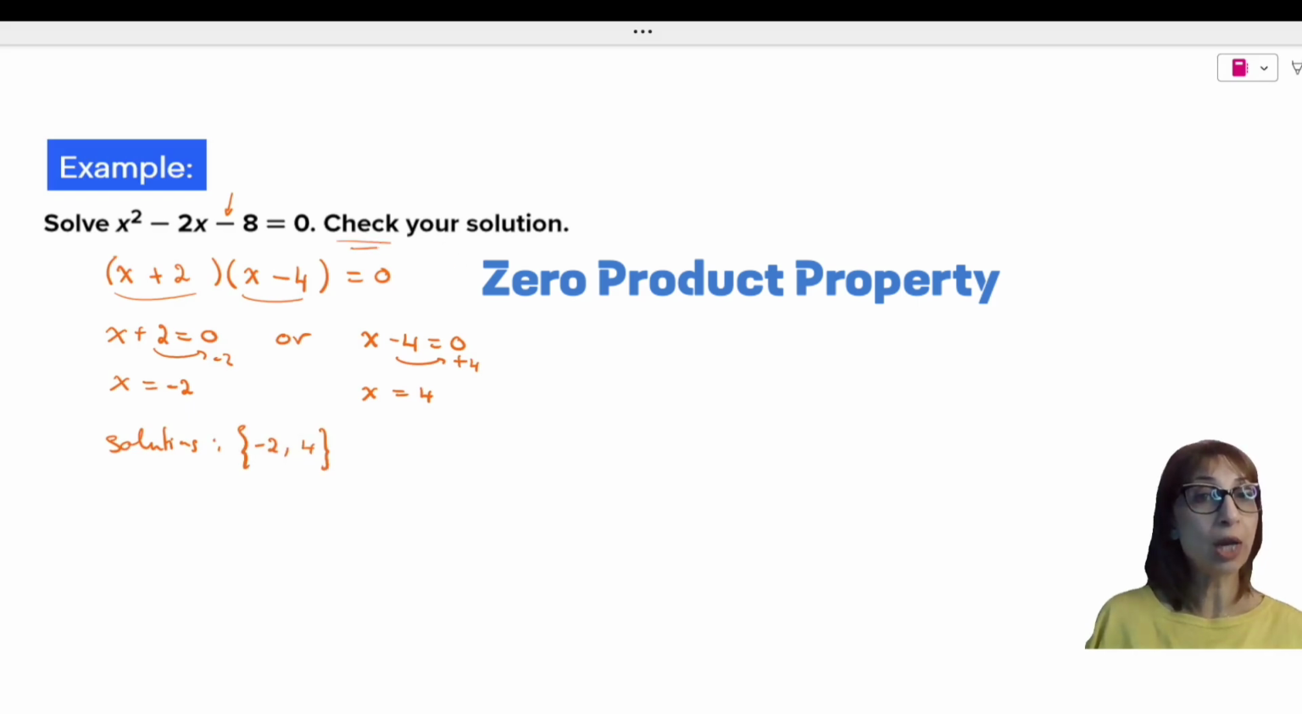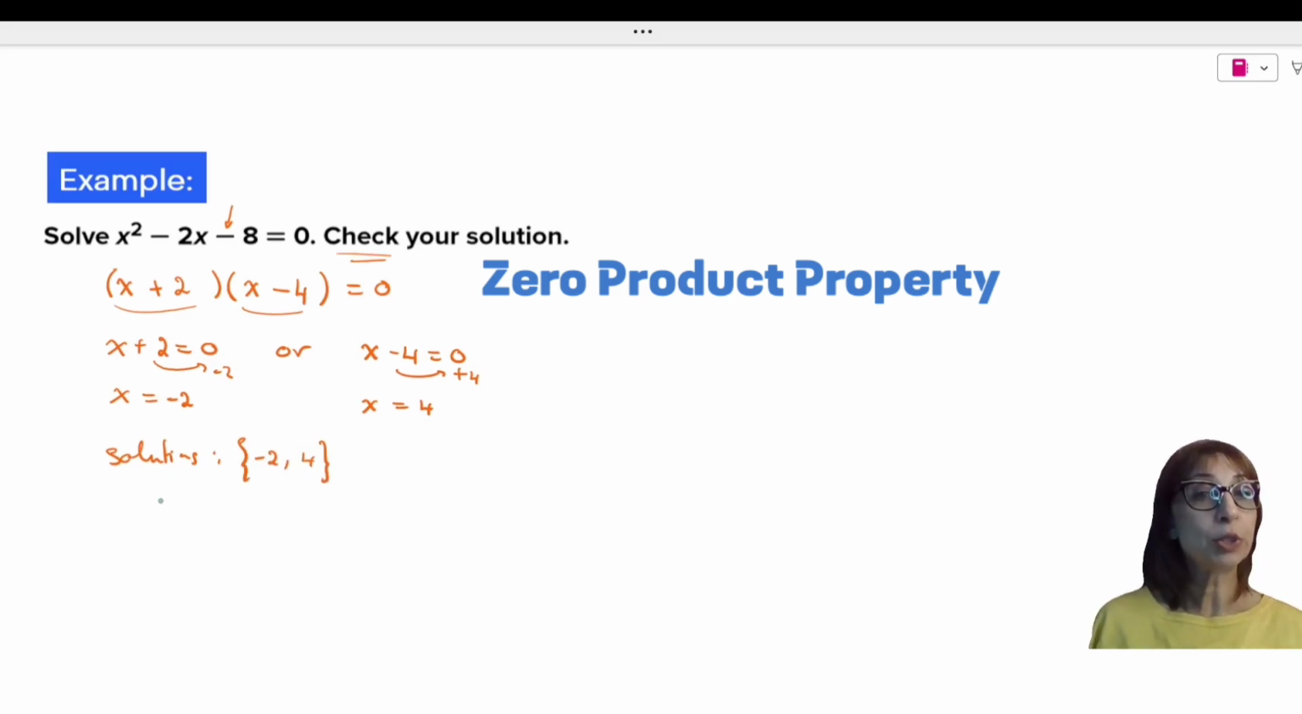Now let us check our solution. To check our solution, I'm going to substitute the value negative 2 and the value 4 in this equation to find if it will be equal to 0 or not. First, for x = negative 2, let us check this polynomial. x squared, which is negative 2 to the power 2, minus 2 times negative 2, minus 8. I want to check if it is equal to 0 or not.